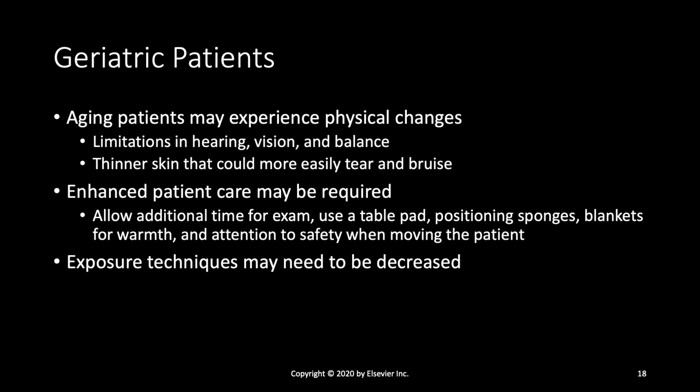And also, exposure techniques may need to be decreased because a lot of our geriatric patients are thin and frail. Tissues may be lower in subject contrast and therefore are going to require a decrease in KVP. This is going to result in a higher subject contrast. And to eliminate motion with the geriatric patient, it is recommended for the radiographer to adjust the MA and exposure time. So just like we did with pediatric patients, we want to use a faster exposure time or a shorter exposure time to get the exam done quicker.